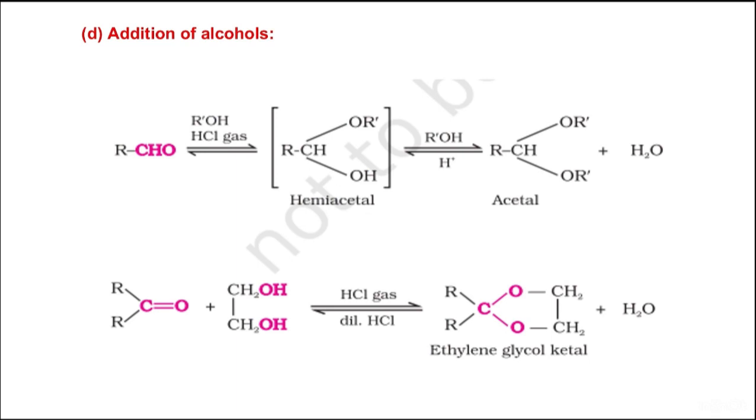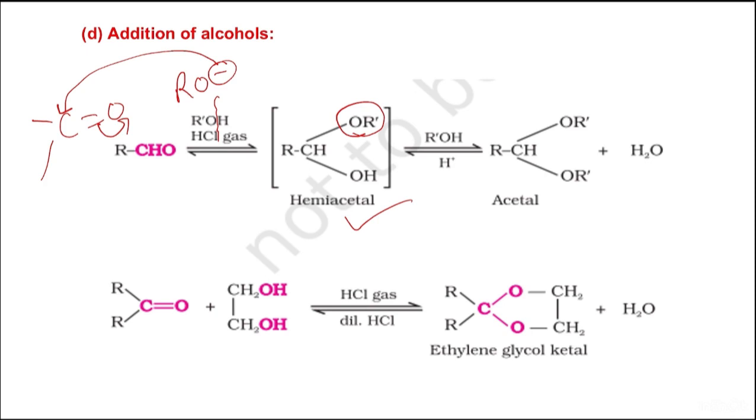Next is addition of alcohol. If you take an alcohol, then it dissociates as alkoxide ion and H plus ion. This RO minus, alkoxide ion, is the nucleophile. So, this is going to attack on the carbon of the carbonyl group. This will shift like this, you are going to get this intermediate. This is called hemiacetal. What is a hemiacetal? When you have an alkoxide OR group and you have an OH group on the same carbon, you call it hemiacetal.